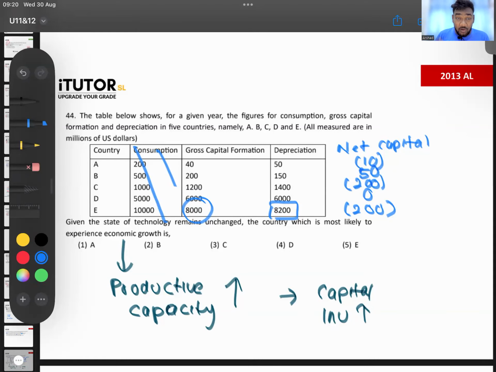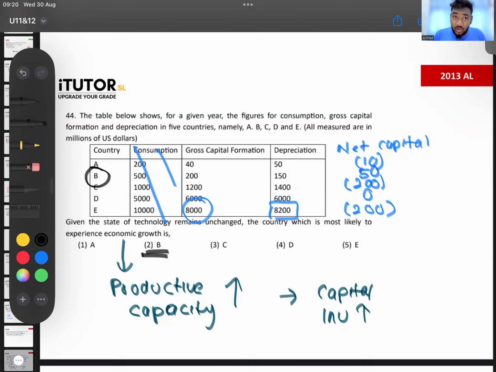Net capital means they have formed new capital. All the other countries, A, C, D, and E, are either 0 or negative. So the country with the highest net capital formation is country B, guys. That has to be your answer. Do you get the logic behind that question?